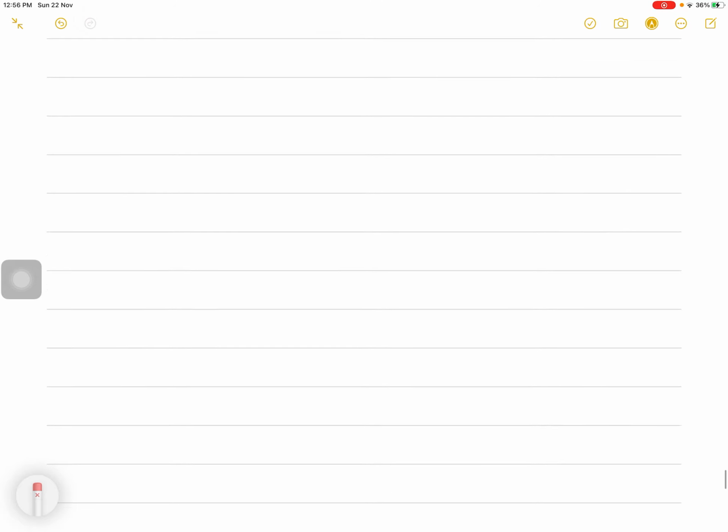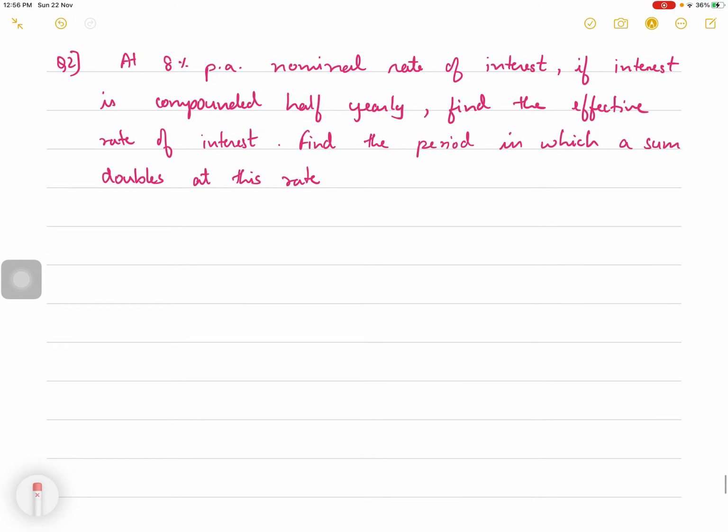Let's solve the next question. At 8% per annum, nominal rate of interest, so R is 8%. If interest is compounded half yearly, that means D is equal to 2. Find the effective rate of interest. Find the period in which the sum doubles at this rate. Okay. We'll solve the first part first. So rate of interest is 8% and interest is compounded half yearly. So D is equal to 2. So let's find out effective rate of interest.